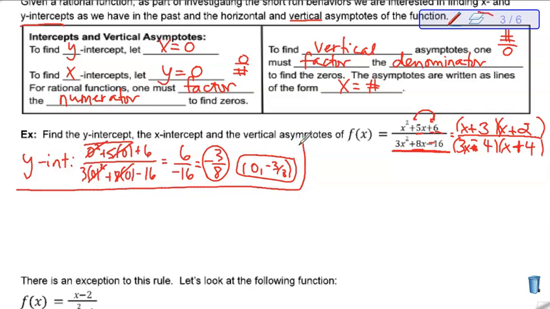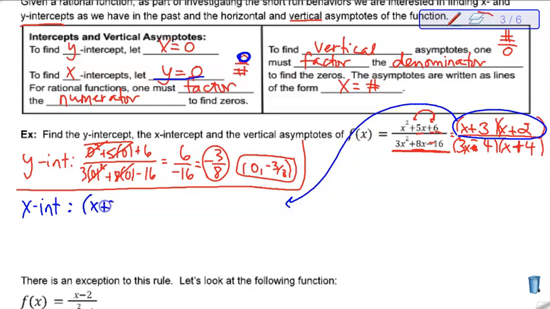Okay, now let's talk about x-intercepts. X-intercepts, we want to let y equal 0. In order for that to be 0, we're focusing just on the numerator. So I'm extracting this numerator, and I'm going to use that down here for my x-intercepts. I need to know when x plus 3 times x plus 2 equals 0. That's all I need to look at for an x-intercept.